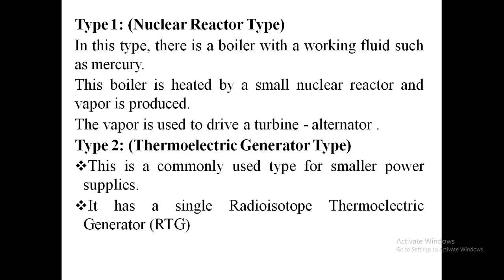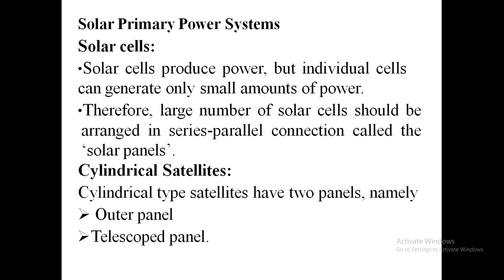In type 1, nuclear reactor type, there is a boiler with a working fluid such as mercury. This boiler is heated by a small nuclear reactor and vapor is produced. The vapor is used to drive a turbine alternator. In type 2, thermoelectric generator, which is the commonly used type for smaller power supplies, it has a single radioisotope thermoelectric generator.